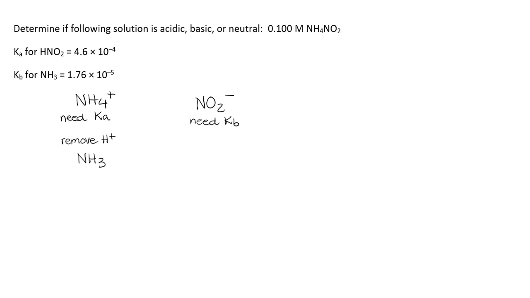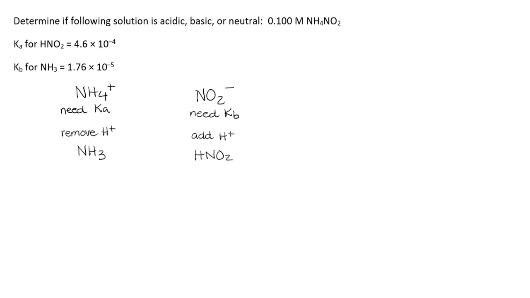We're going to do the opposite for the anion. So over on the anion side, we're going to add an H+ to give us the chemical formula for the conjugate acid, which will be HNO2. So now let's look at the information that we do have. We have a Kb for ammonia, which is 1.76 times 10 to the negative 5. And we have a Ka for nitrous acid, which is 4.6 times 10 to the negative 4.